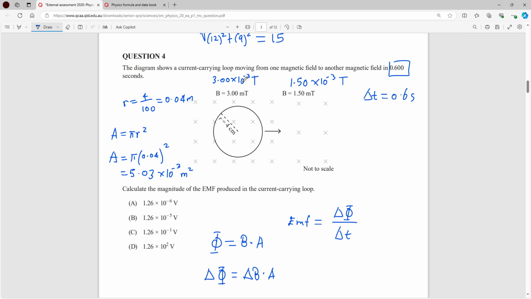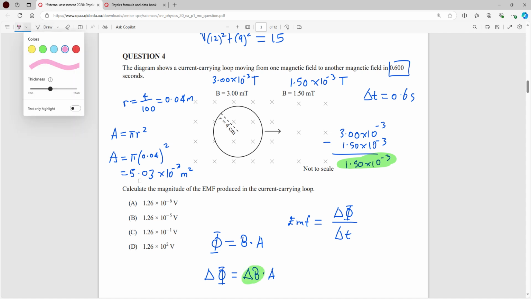Now you can see here the change in field is quite obvious. You're just going to go this, subtract that, okay? So field 1 minus field 2, so 3 times 10 to the negative 3 minus 1.5 times 10 to the negative 3, and this will give you your change in field. So literally you can just go 3 minus 1.5 because the powers are the same. So here that gives you 1.5 times 10 to the negative 3. Now that is your change in magnetic field strength, okay? So that is going to represent that there. This one here is representing your area, so you can actually work out what your change in flux is.